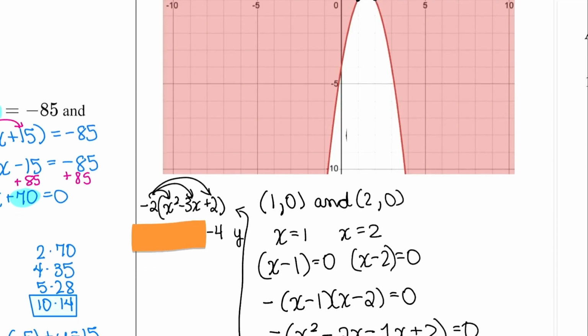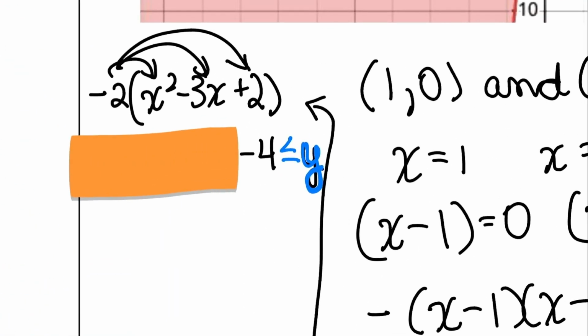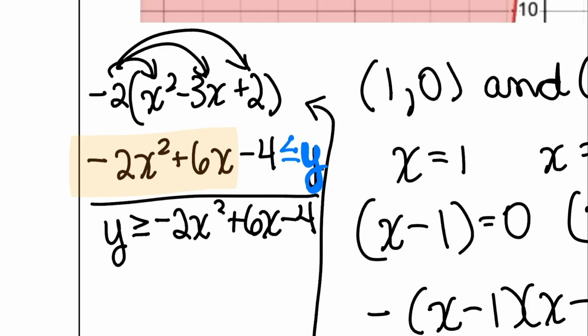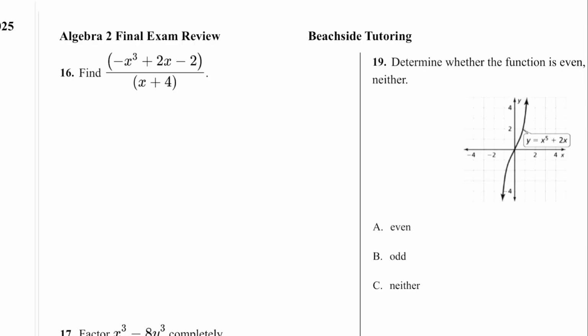So that means y is greater than or equal to. Okay, remember, I know the symbol looks like it's less than, but we're eating the larger number. The alligator is eating the larger variable or the larger number. So y is greater than. Okay, so what our equation actually looks like: y is greater than or equal to negative 2x squared plus 6x minus 4. Now this is our final answer.